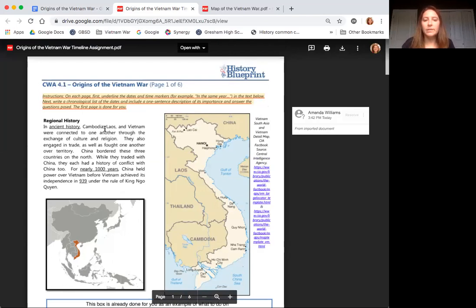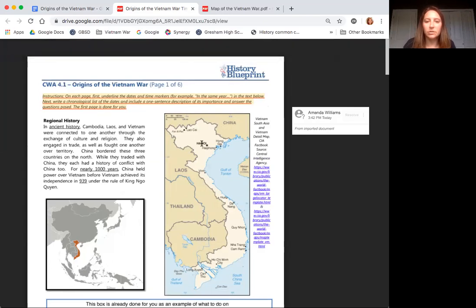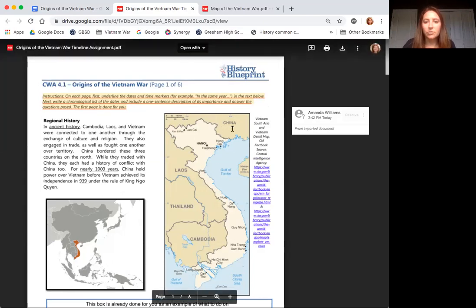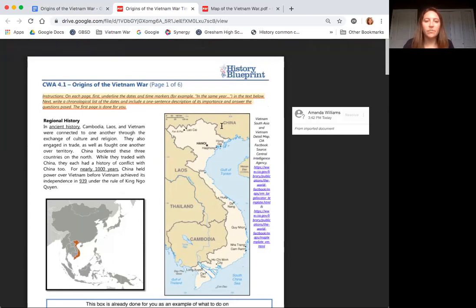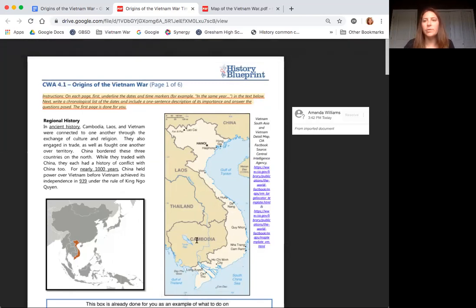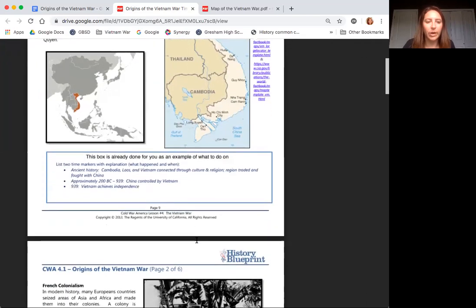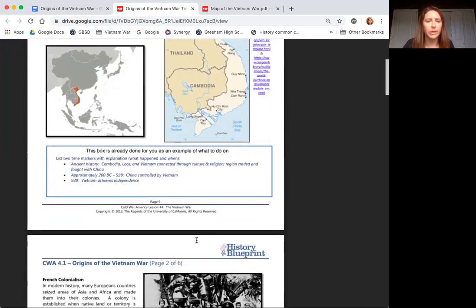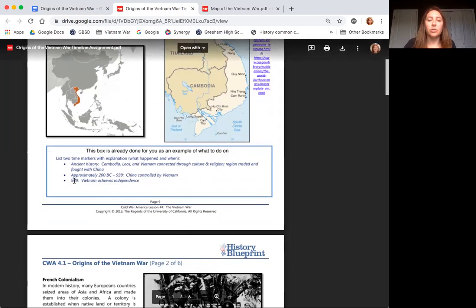So the first page is basically setting you up for Vietnam and where it came from. And so its connection with, as you can see here, how close it is to China. So this is Vietnam here, and its neighbor is China. For a long time, China controlled Vietnam, Laos, and Cambodia. And these 3 countries are also going to be involved in the Vietnam War. Okay, and remember before too, we talked about that they're considered Indochina. Finally, Vietnam achieved its own independence in 939. So you see that here as one of the time markers.